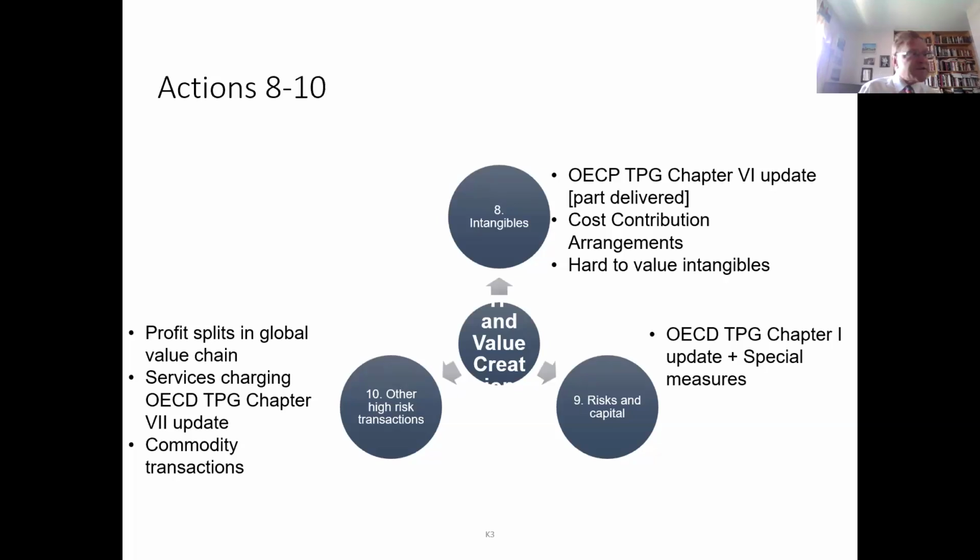The areas which are particularly of concern would be where you have two parts of the group making cost contribution arrangements, looking at hard to value intangibles as well. So an intangible is inherently difficult to value, more difficult than a tangible asset. Then commodities, which have considerable variation in their prices, and then risks and capital. You put capital in, how much risk are you taking? What reward should you expect?